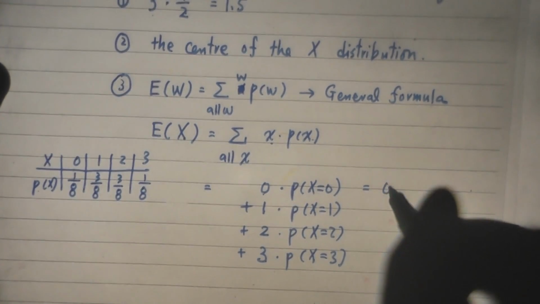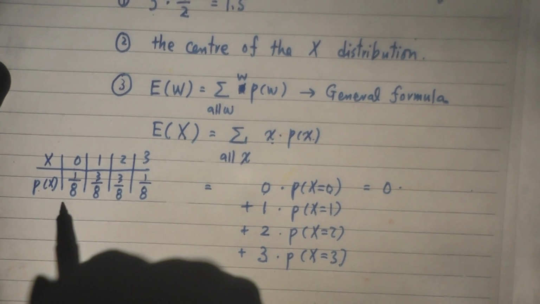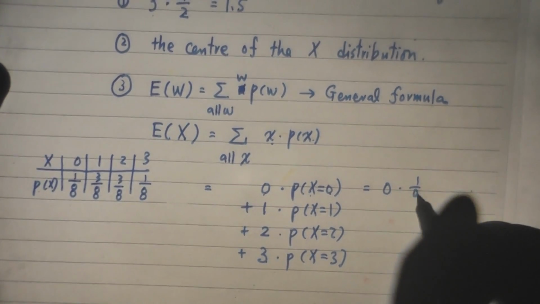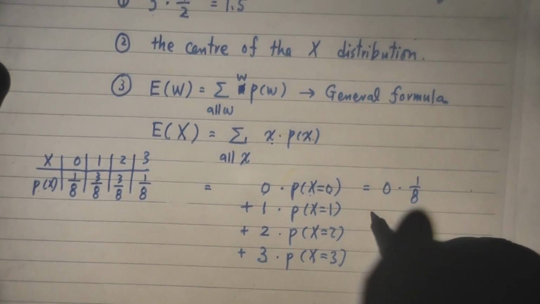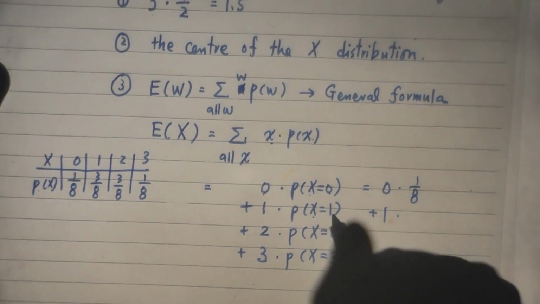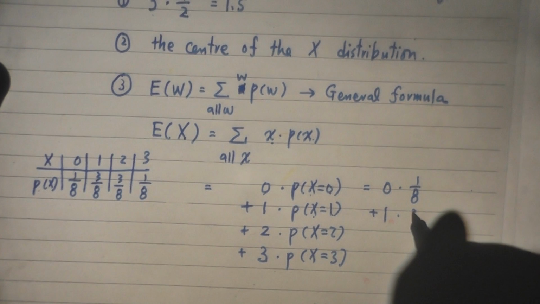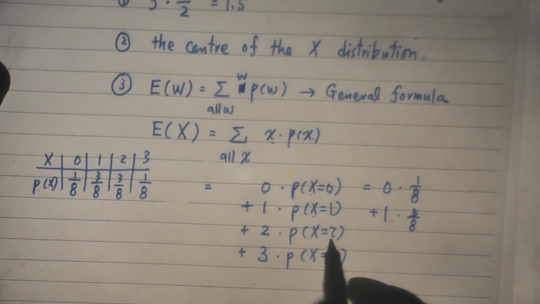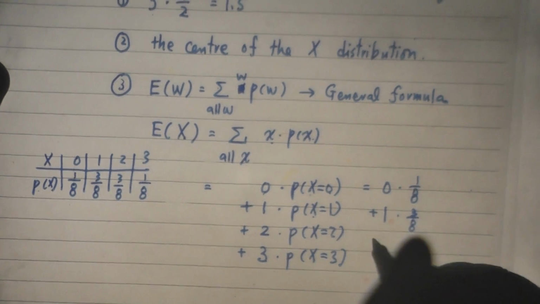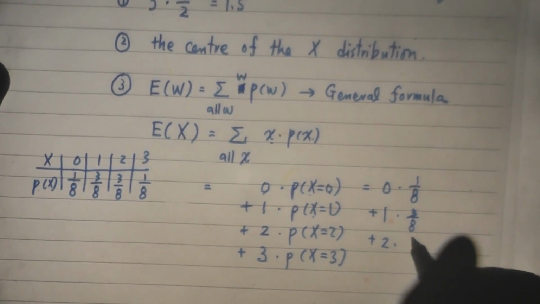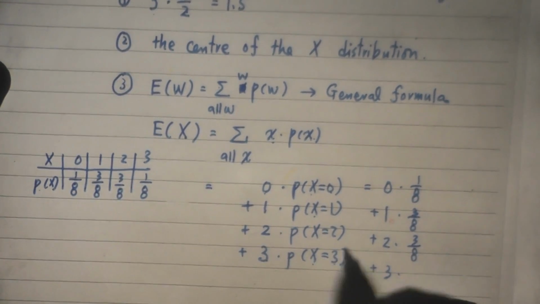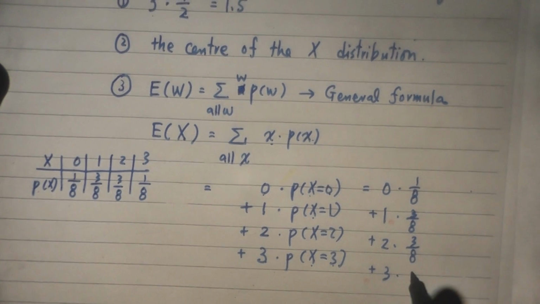0 times what? 0 times, x equal to 0, the chance is 1 over 8. And plus 1 times the chance you see 1, the chance is 3 over 8. Okay? And how likely do you see x equal to 2? That chance is still 3 over 8. So plus 2 times 3 over 8. And next one, plus 3 times how likely x equals 3? That is 1 over 8.